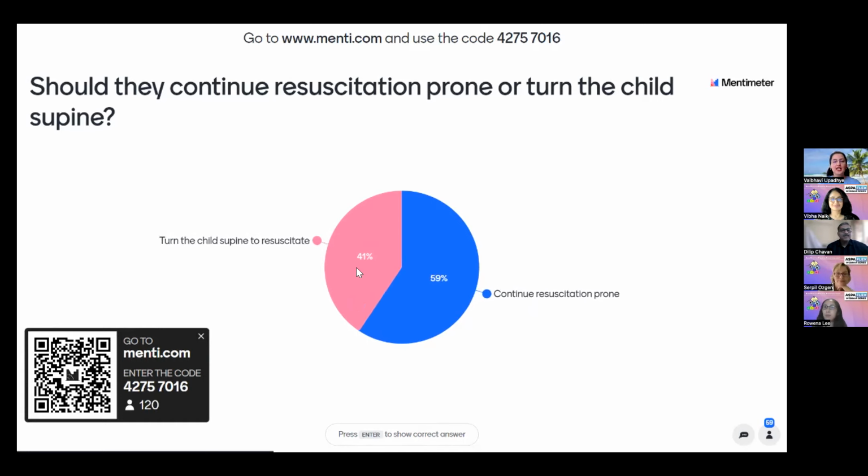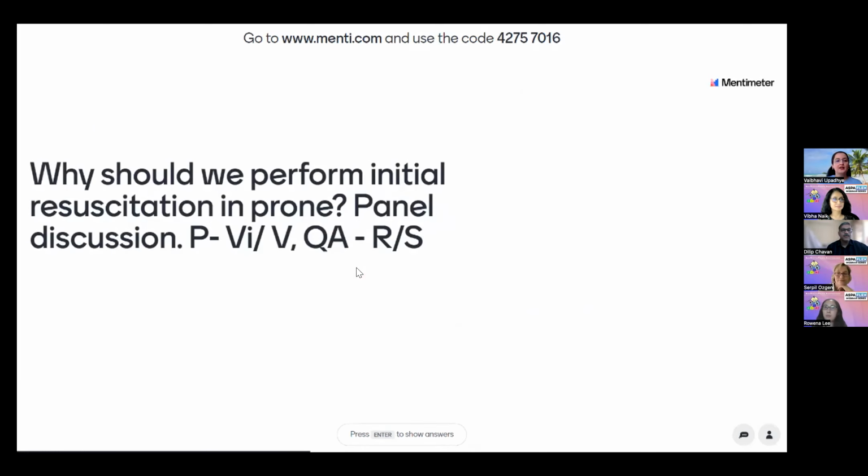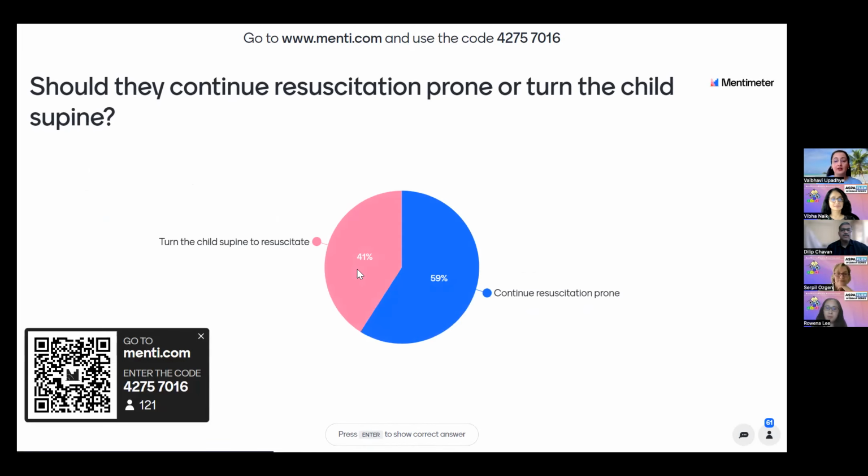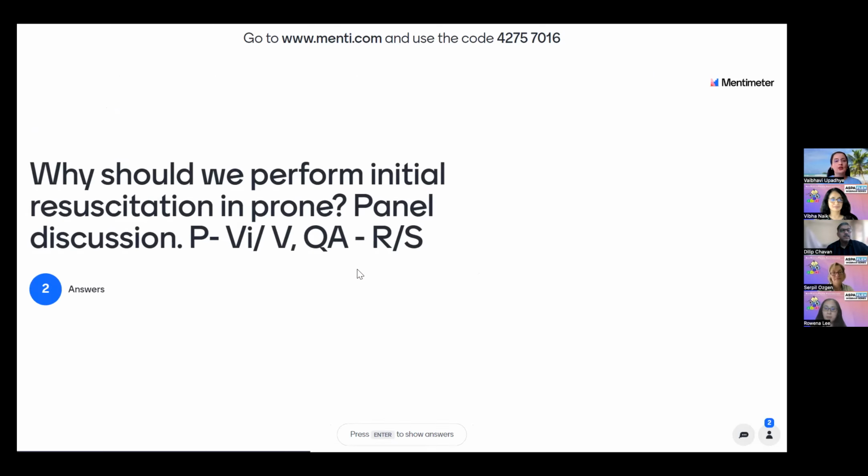And of course, as per the scientific evidence, continuing the resuscitation prone is something that is advised. If in case the surgeon is in the middle of surgery, making the patient supine is a bit of a challenge, but resuscitation should begin as soon as the crisis is detected.